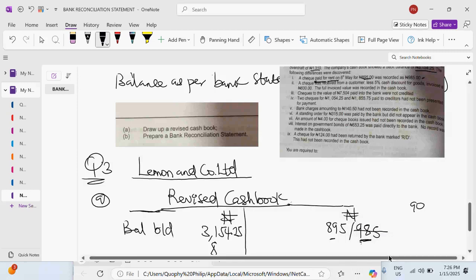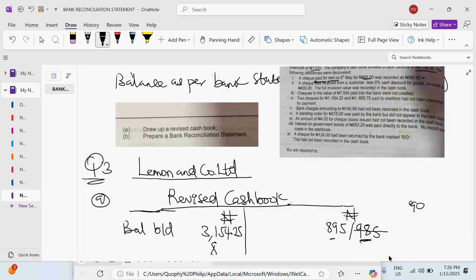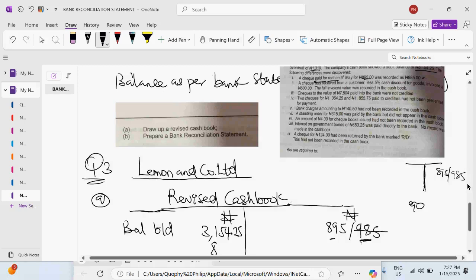So we have increased the credit side by 90. In accounting, I told you that this bar is like a minus sign. So if you have to record 895 and you have recorded 985, why did you do that? You are supposed to cancel the 90 that is on it.